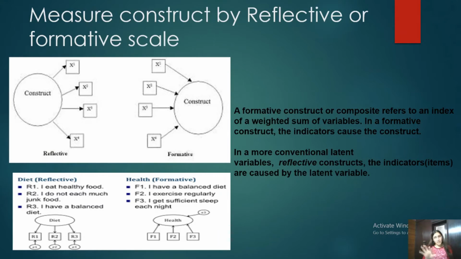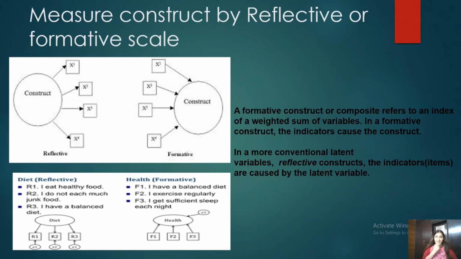A person already told you, I eat healthy food. He said strongly agree. Now you are asking the same person, I do not have a balanced diet. What should he be writing? What should be the value? Tell me. The value should be 1 or 2.